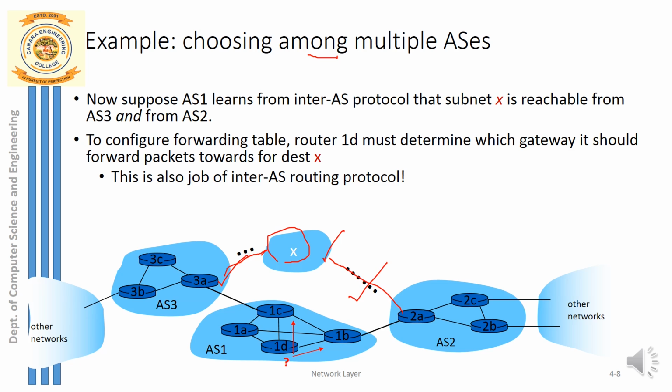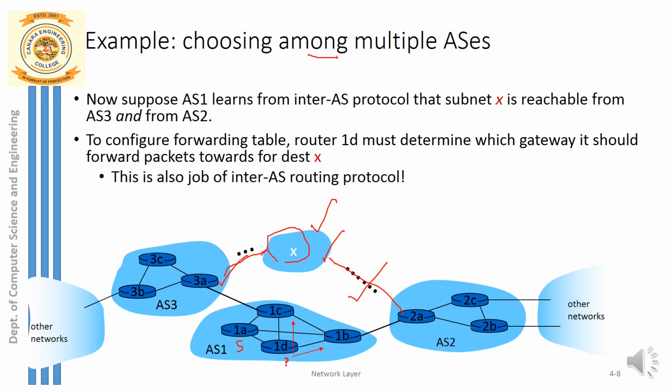So in this case, our source router 1A can reach the subnet X via AS3, or it can also reach the subnet X via the autonomous system 2, AS2. So there are two paths to reach the same subnet X. Which path should router 1A choose? Always the router 1A should choose the shortest path to reach the subnet X. Right?